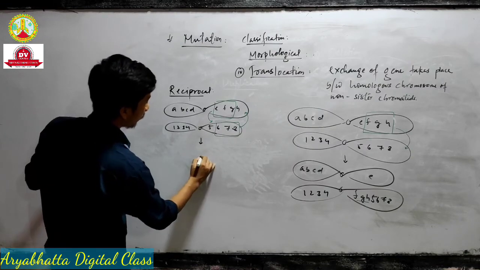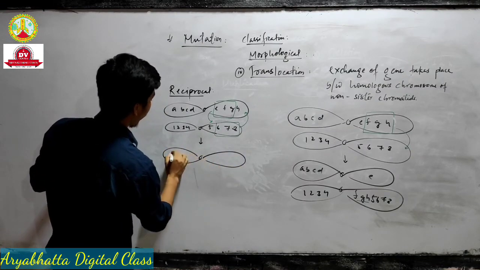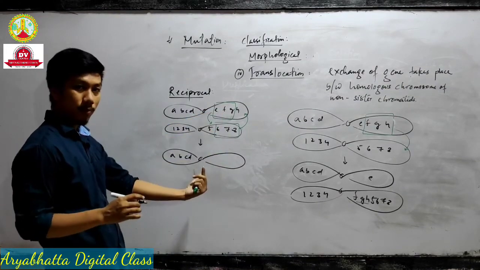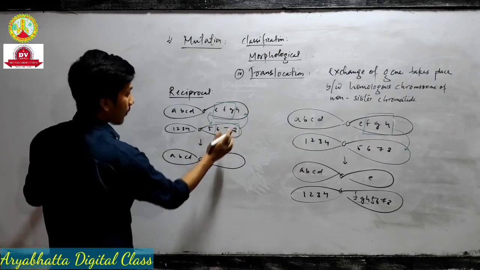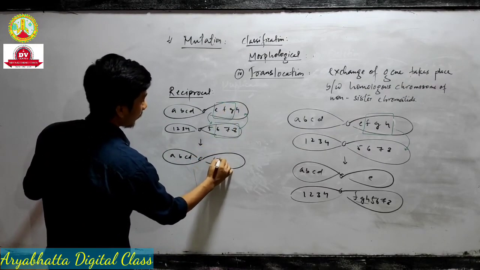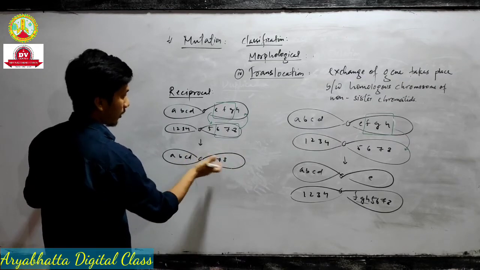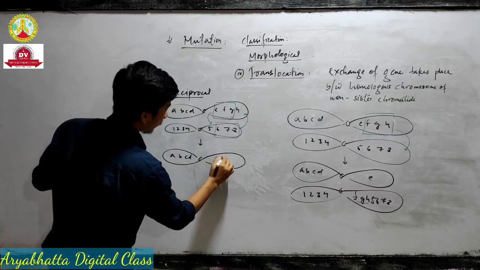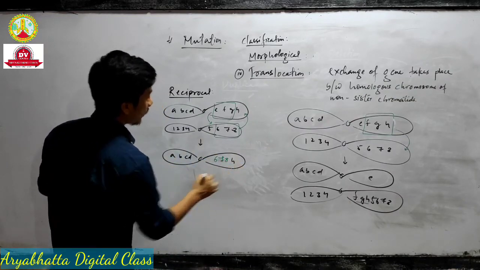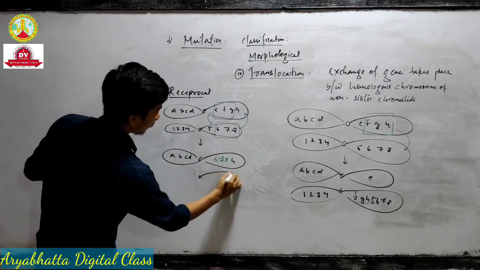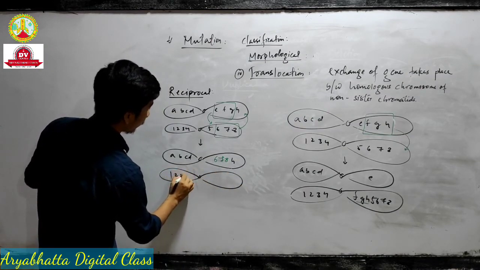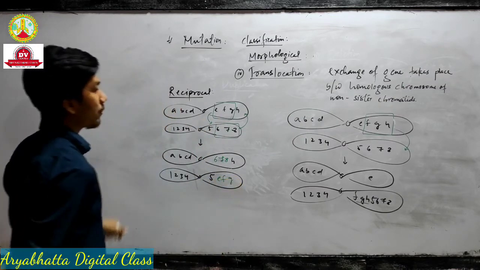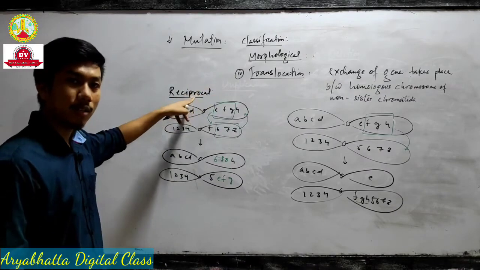Now what happened next? A, B, C, D will be there. E, F, G will not be there; they got transferred to another chromosome. So 6, 7, 8 will come to that place, then H will be there. On the other chromosome, 1, 2, 3, 4 will be there, 5 will be there, and E, F, G will come here now. This type of translocation we call reciprocal translocation.